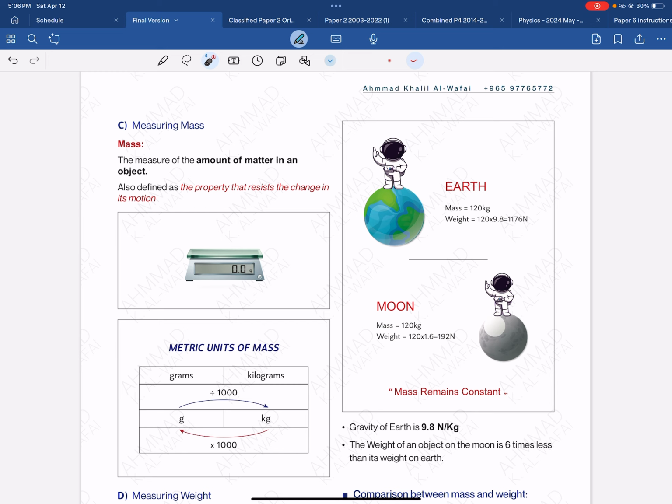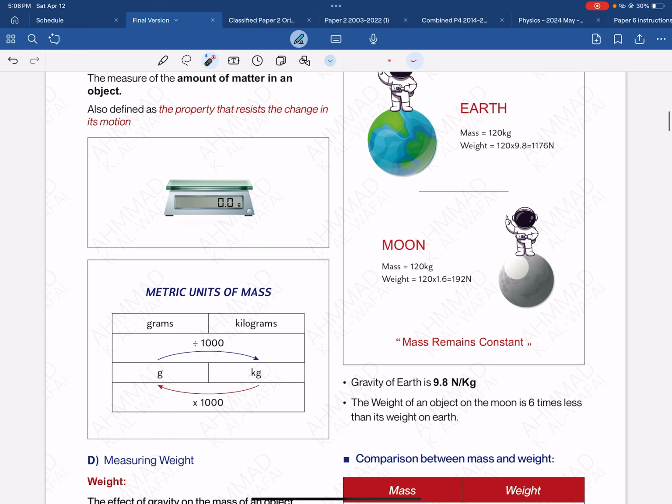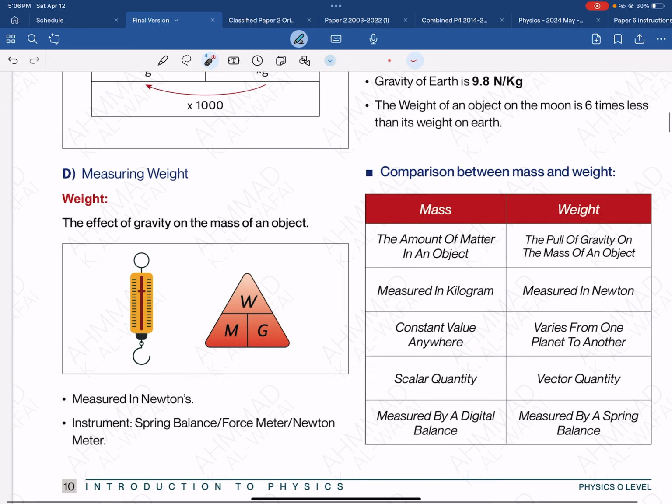electronic balance or a balance. All of these are words that are accepted. For example, you've got the mass in grams and kilograms. We usually use kilograms, so you need to know the conversion. In order to go from grams to kilograms, you divide by 1,000, and from kilograms to grams, you multiply by 1,000. Okay, very important.